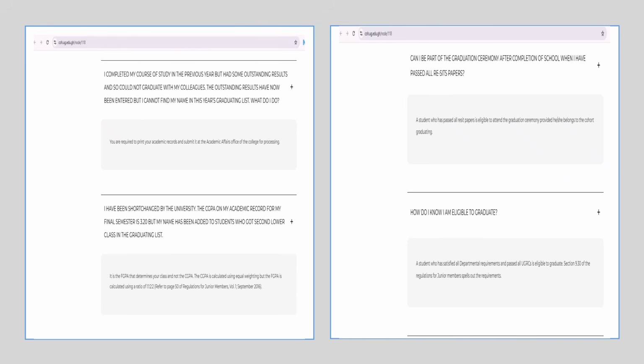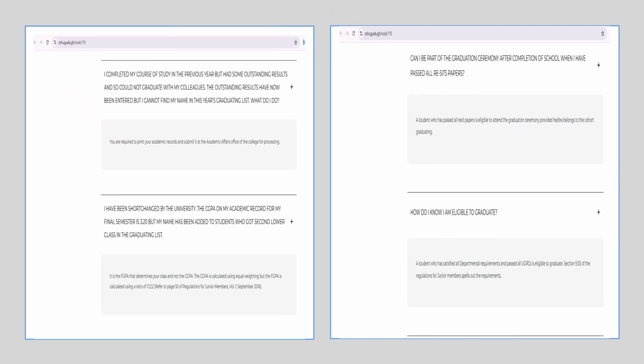So, for example, you were unable to graduate this year. You wrote a paper and the result is now entered. You've passed. You have the right to also graduate with the new ones who are about to graduate. You just have to send your documentation to the appropriate quarters, and they will help you address it so you find your name in the graduation list.